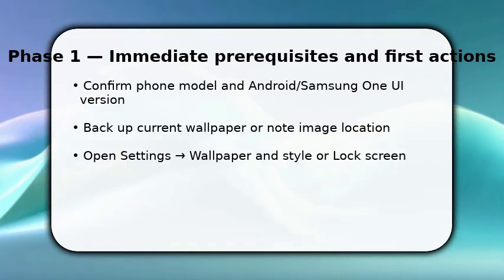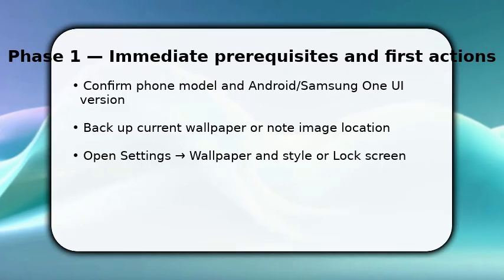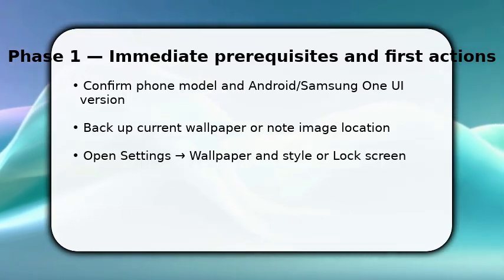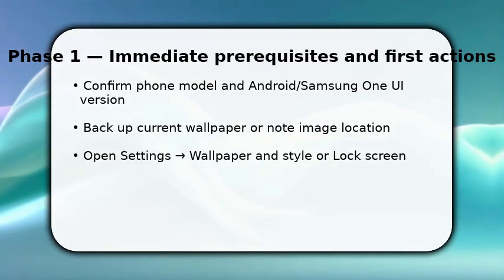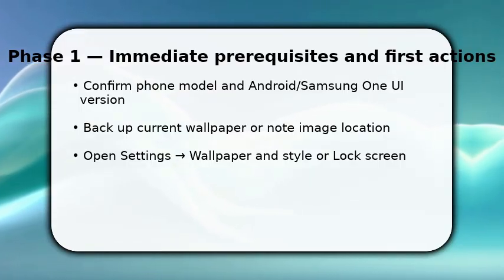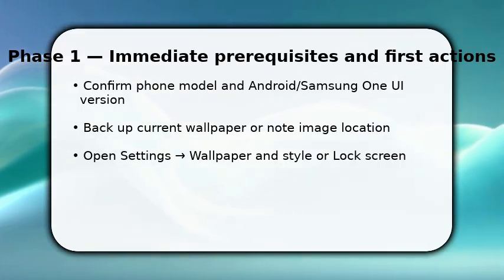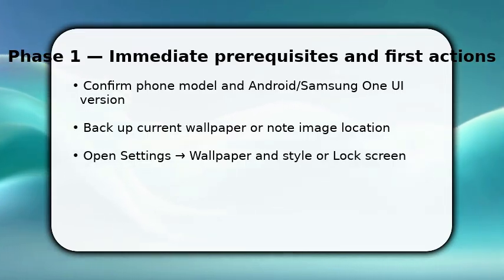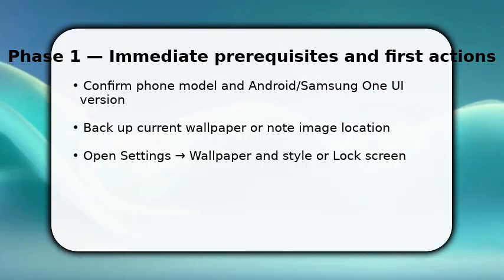You begin by verifying model and One UI version so instructions match your phone. Next, back up the image you want to keep or note its folder. This prevents accidental loss. Once done, open Settings and go to Wallpaper and Style or directly to Lock Screen Settings. These menus control random rotation.